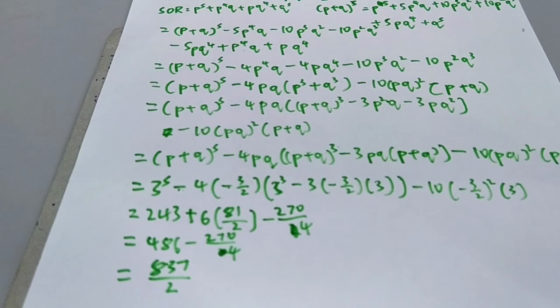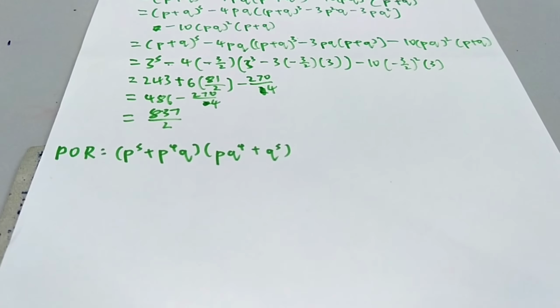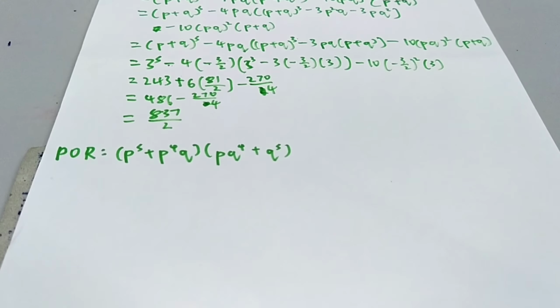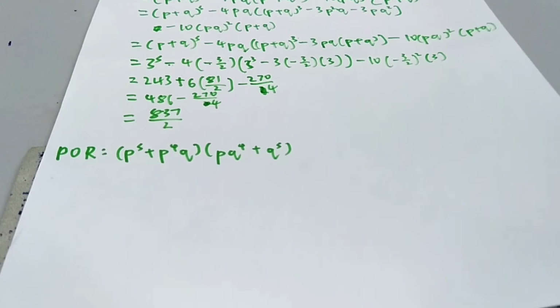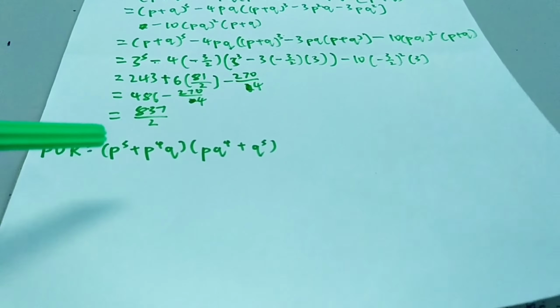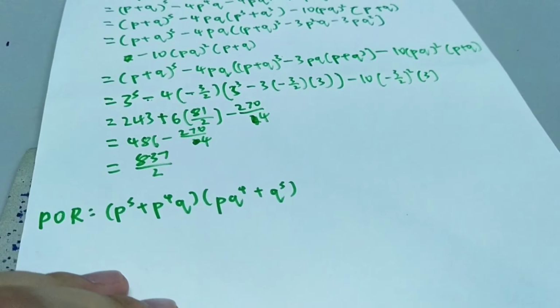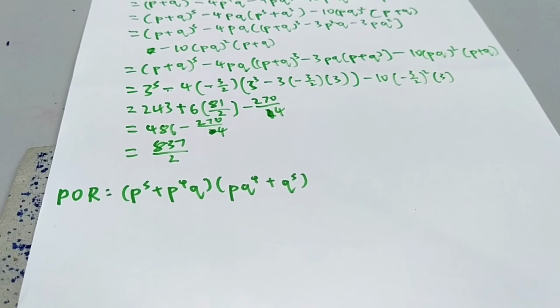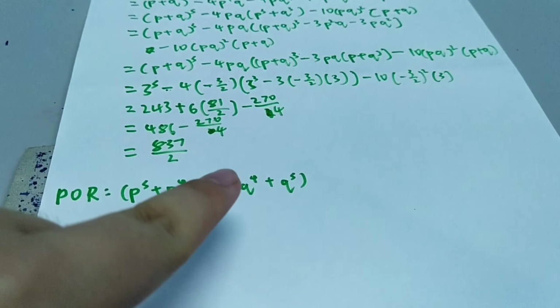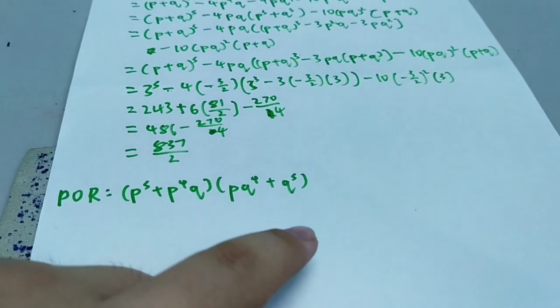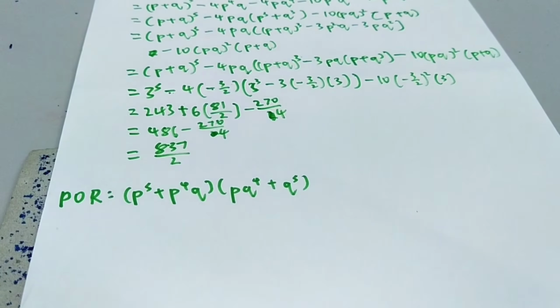Now I will talk about another method to find the value of the product of these roots. So here's how we're going to solve. Now we got p power 5 and p power 4, right? Which means we can factorize p power 4 out. At the same time, we have p times q power 4. The highest power here is q power 4, and we have q power 5, so we can factorize the q power 4 as well.